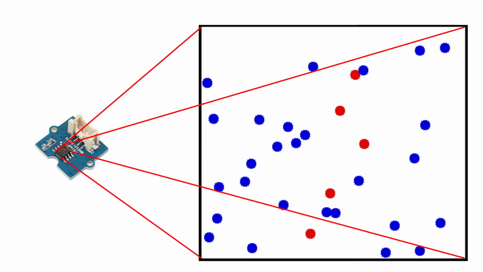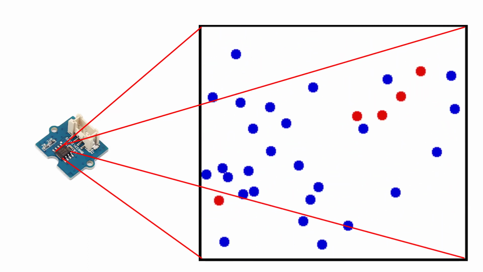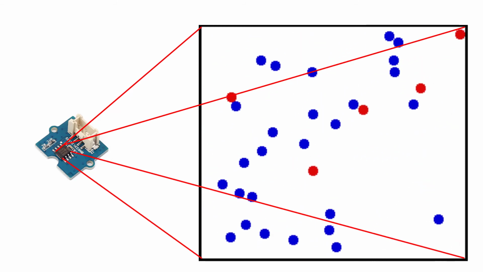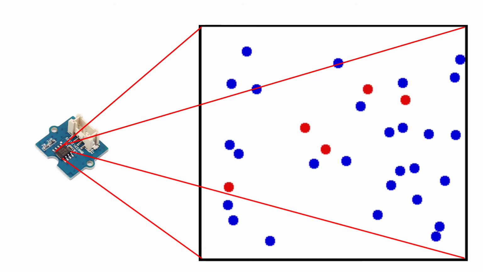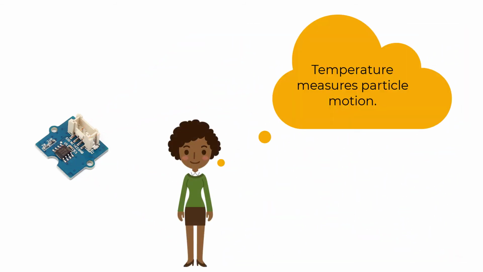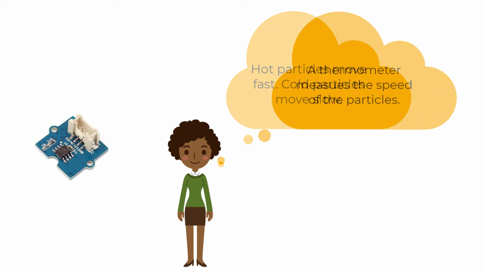Cold objects have slower moving particles, and a thermometer would measure the temperature as a lower value. So temperature is really just a measurement of the movement and motion of all of those particles. Hot objects, the particles move fast. Cold objects, the particles move slow. A thermometer measures the motion of those particles, and that's what temperature is.